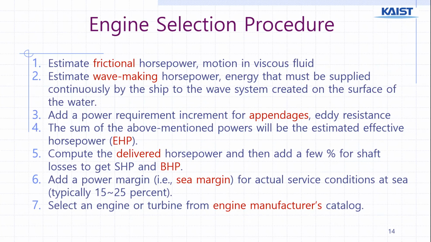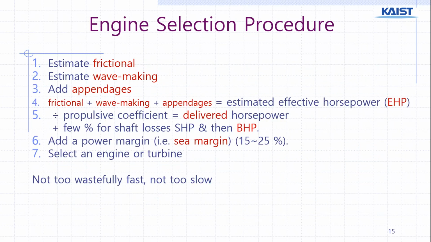This was the original slide regarding the engine selection procedure using all of this information, but I rewrote it so it's a little easier to read here. Essentially this process, combining all of the topics that I just discussed, is: first, estimate the frictional resistance, which is the friction with the water viscosity. Second, estimate the wave making resistance. Then you add the appendages, which is the additional things such as the eddies, and get all of these together to get the estimated effective horsepower needed.